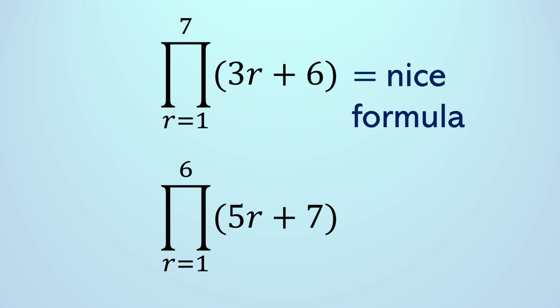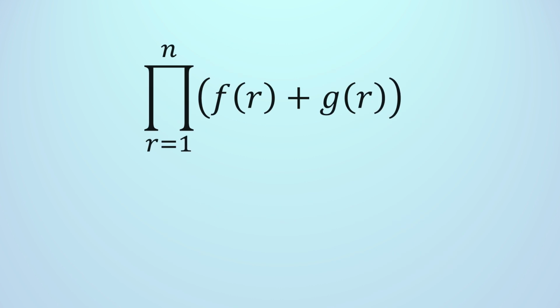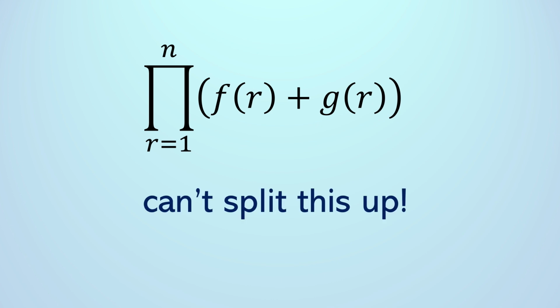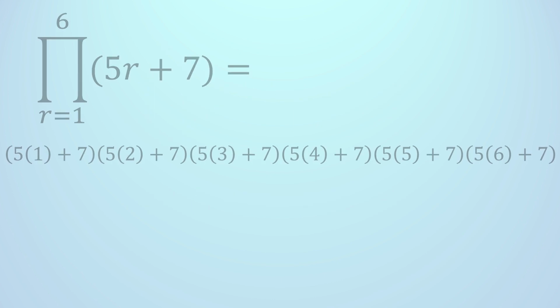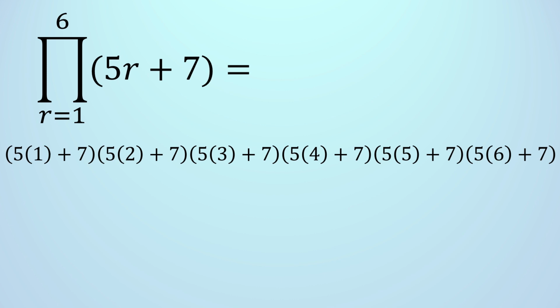Yet, some other sequences with seemingly similar nth terms don't result in something that's easy to calculate with a formula. So, what's going on here? Well, part of this discrepancy is just down to the fact that there is no nice way to be able to split up things separated by a plus or a minus when it comes to finding a product. So that means if we're trying to find the product of the second of those two sequences we showed before, 5r plus 7 from the first term to the sixth term, if you were to fully write it out manually, this is what it would look like.